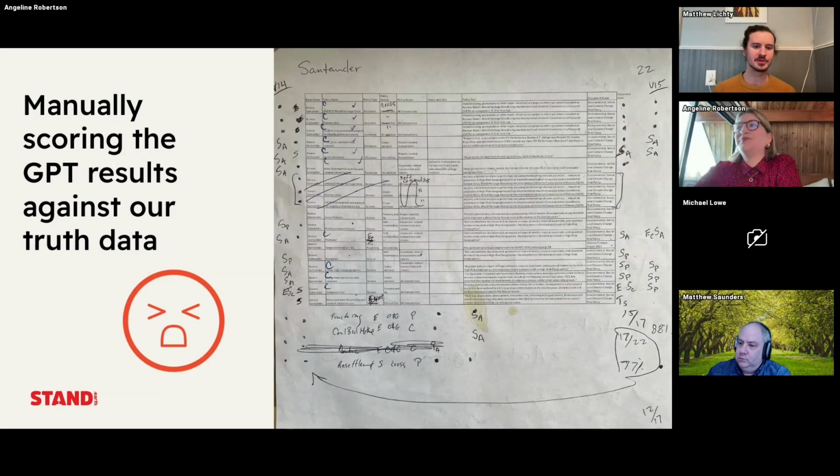Manually scoring the GPT results against our truth dataset was tedious. You don't need to read anything on this piece of paper because the point of it is that we just realized we needed to write some code to make this all happen automatically rather than doing it by hand. My colleague Brian would print out a sheet like this for each bank in our training set. Then he would manually score the LLM output against our truth training data to see how well that prompt version did for each particular bank.